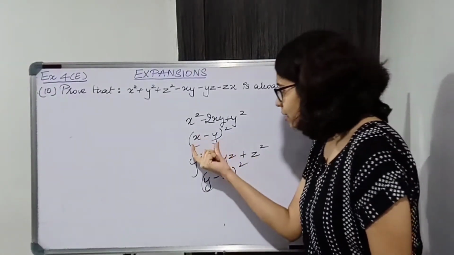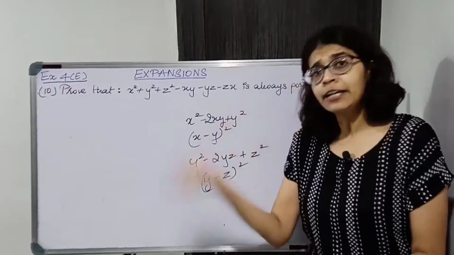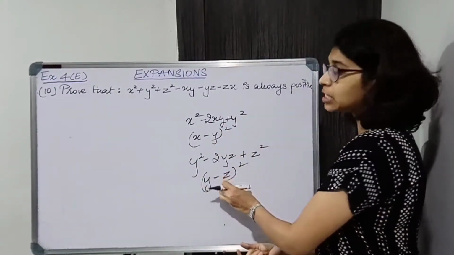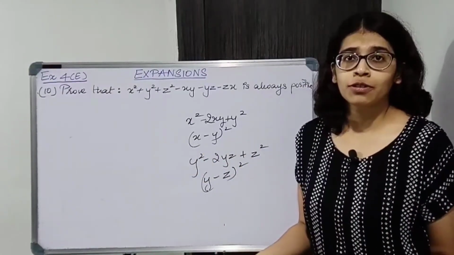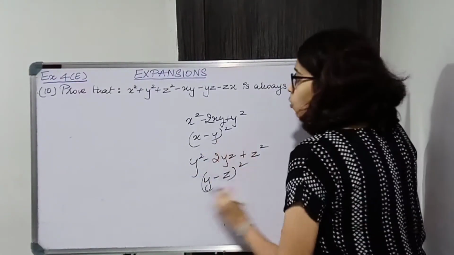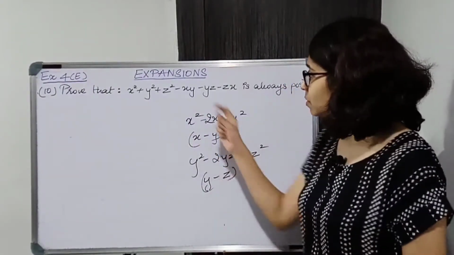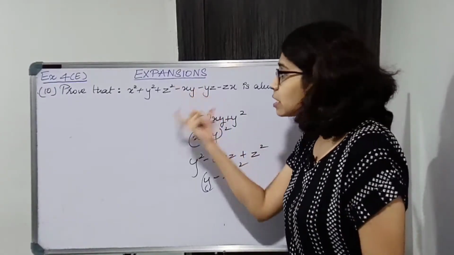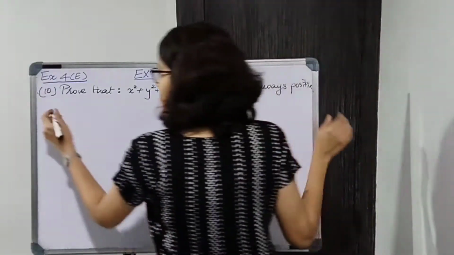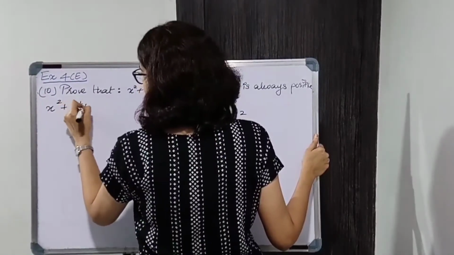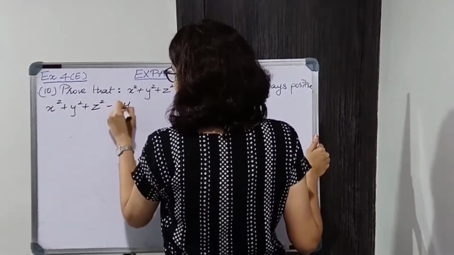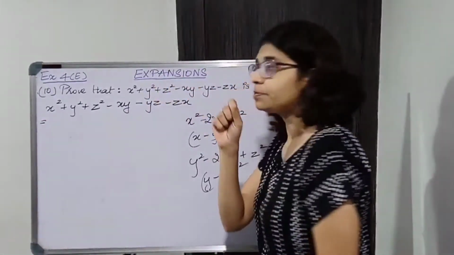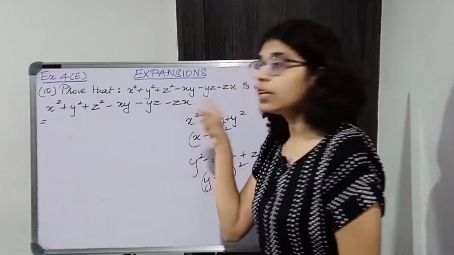And we know that whole square of negative number is also positive, and whole square of over here also negative number. If this is negative, then it will be positive. So how will we get this? We need to. So what we'll do, we'll consider this. First write this down. x square plus y square plus z square minus xy minus yz minus zx. We'll multiply throughout by 2.